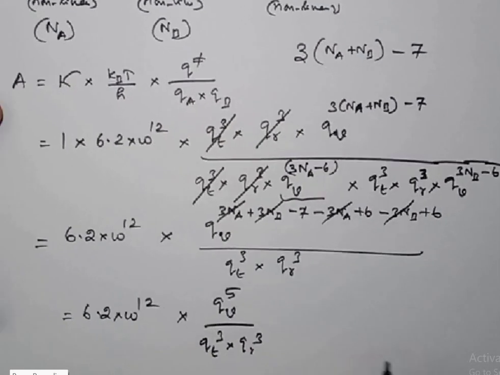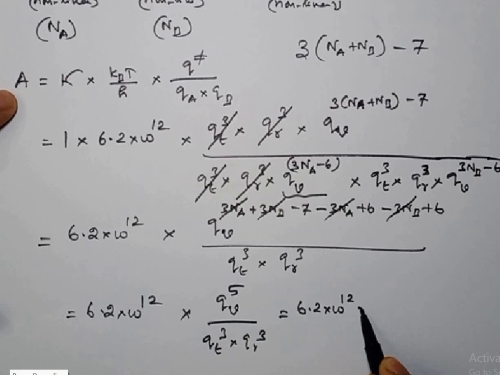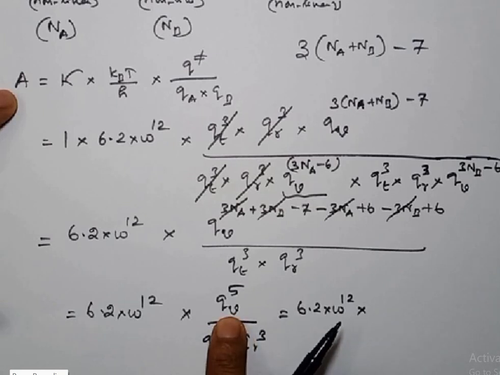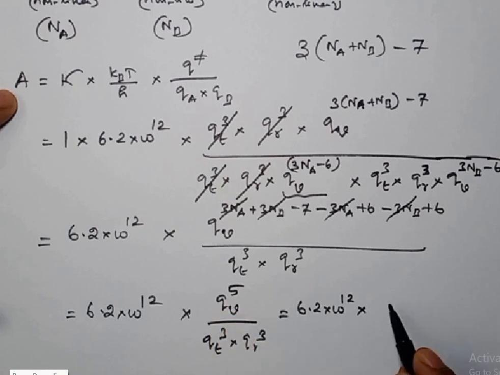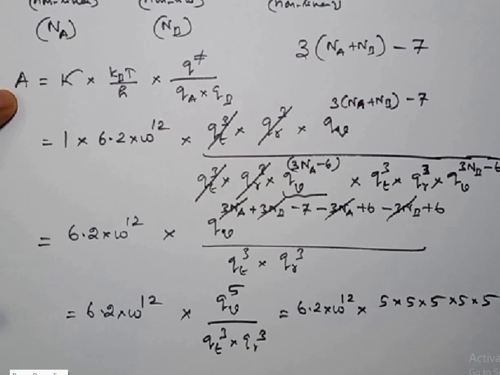Now we'll substitute the values. So what we get is 6.2 into 10 to the power 12 into, what is QV? What is the contribution of QV? Each QV contributes 5, right? There are 5 vibration degrees of freedom. So 5 into 5 into 5 into 5 into 5, divided by QT cube.